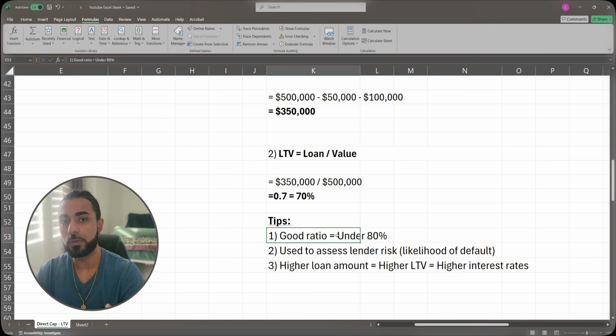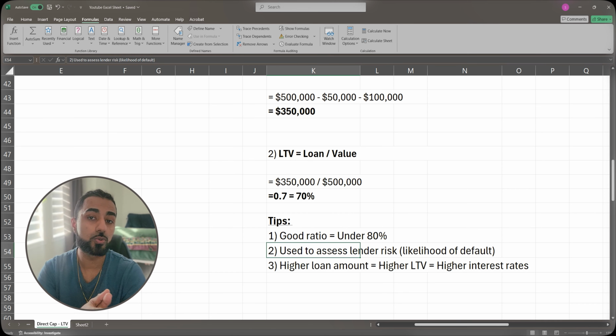So lenders like to keep it under 80. More so, they like to keep it under 50, if we're being honest. Second is this kind of ratio, LTV, it's used to assess the lender's risk. So how likely is it that this person is going to default? Like I said, the higher loan amount you take against the value of the property, the more chances that you will default because it's more debt and it's higher payments.